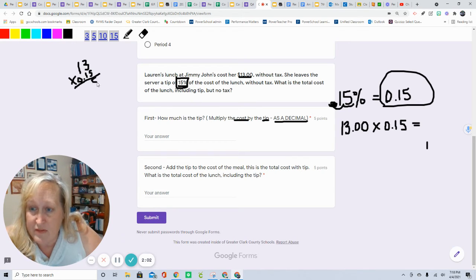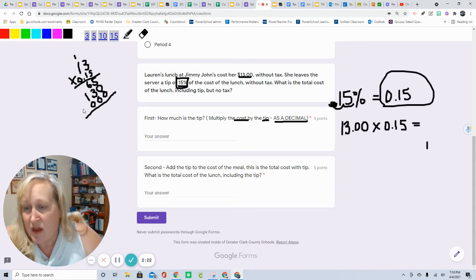3 times 5 is 15. Carry the 1. 1 times 5 is 5 plus 1 is 6. Placeholder. 1 times 3 is 3. 1 times 1 is 1. And then placeholder. And then when I multiply, I get 0, 0, 0. Add them all together. 5, 9, 1.